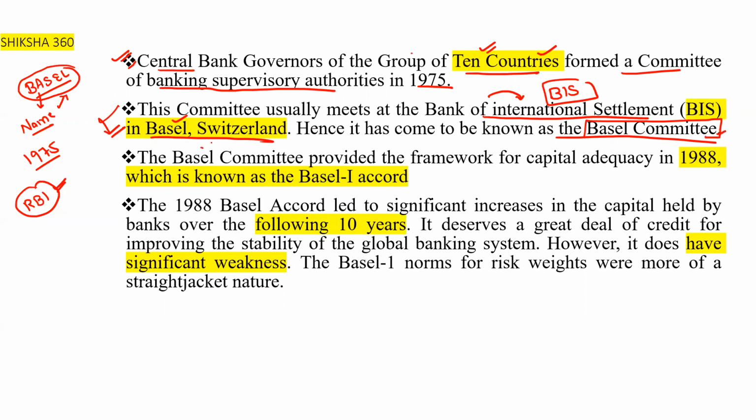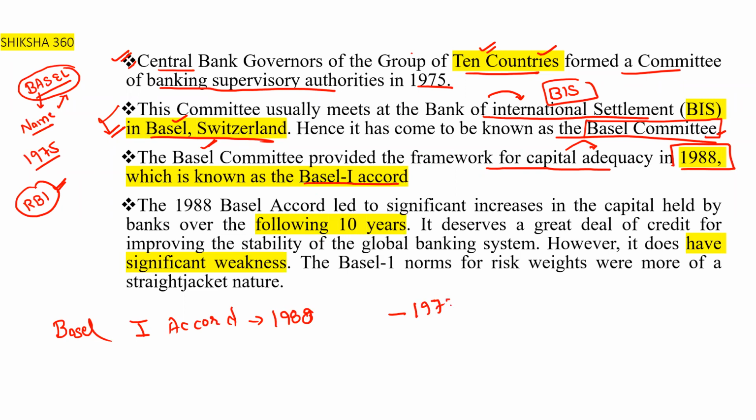The Basel committee provides a framework for capital adequacy, that is, how we have to maintain our capital. In 1988 it provided the framework for capital adequacy, which is known as the Basel 1 Accord. The first meeting of this committee was held in the year 1975. Initially it was a group of 10 members.